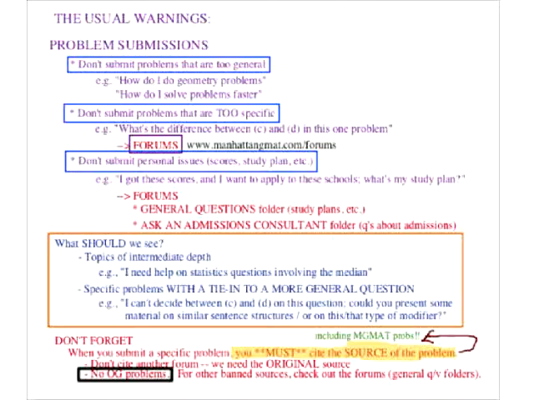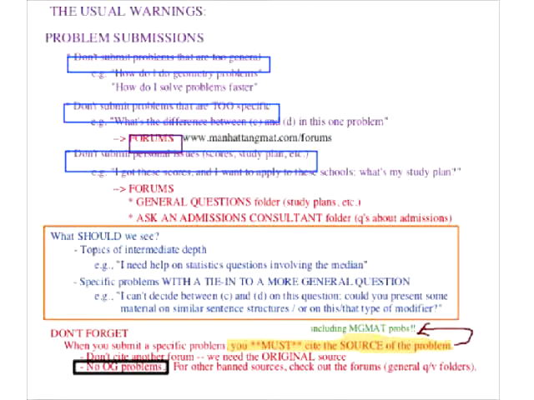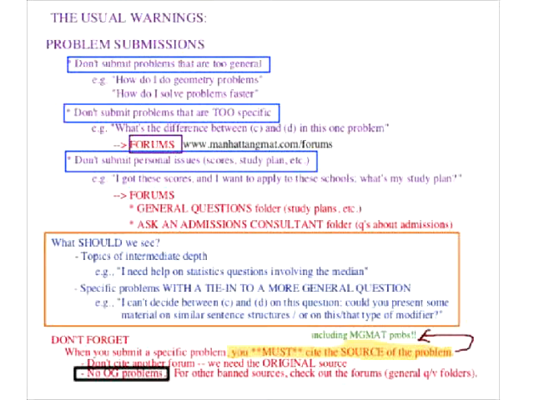So first, the rules, same rules that we always talk about on here. Problem submissions, please don't, let's deactivate the whiteboard because apparently people are being funky. Please don't submit problems that are too general, but also not too specific. In other words, you can't submit something that amounts to the entire GMAT at once, but you also can't submit something that is like a single problem with one question about it.